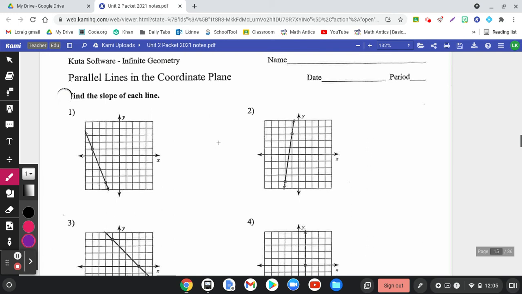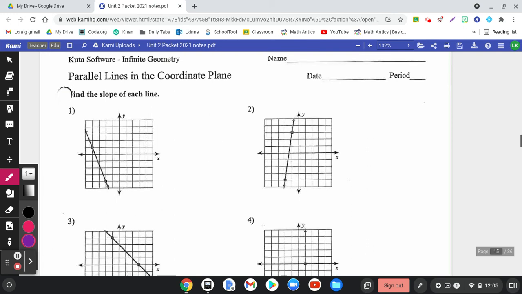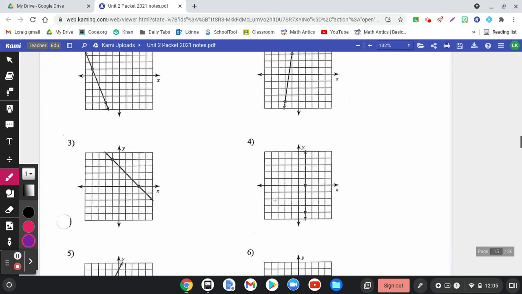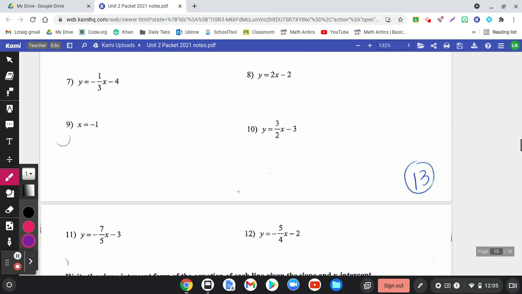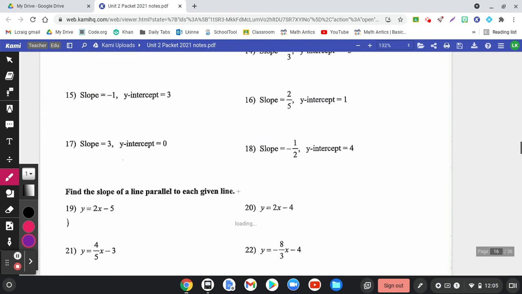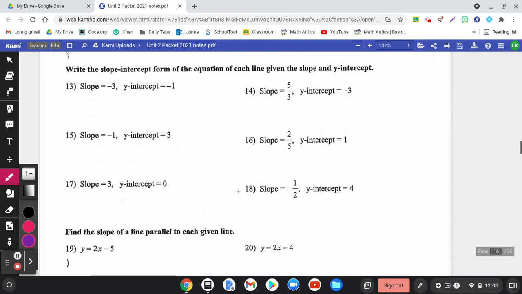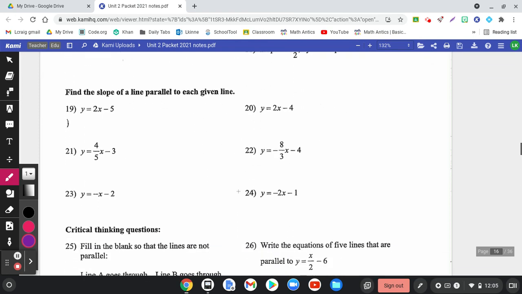So tomorrow when you come in, we'll plan on working on the next 2 pages. So we have pages 13 and 14 where we'll practice finding the slope graphically. And then we'll go from there.